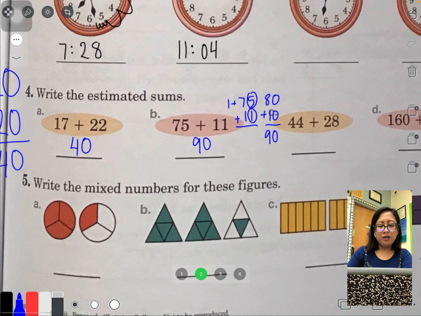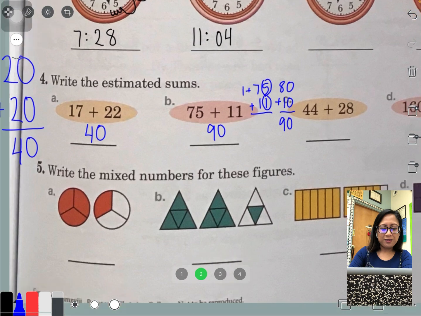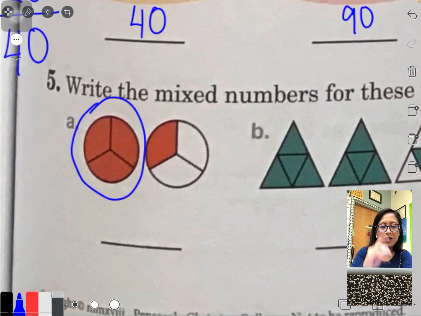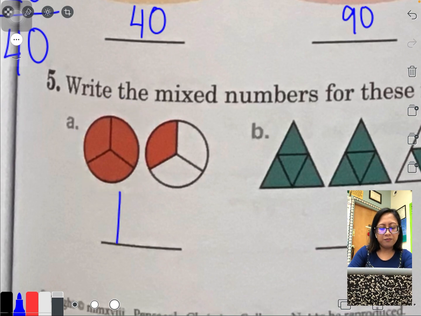Number 5, write the mixed numbers. So here again, we'll just do the first 2. As you can see for number 5, I have one altogether colored in. So I'm going to say that's 1. But for the second one, as you can see, there are 3 parts to it, but only 1 is colored in. So my new mixed number is 1 and 1/3.